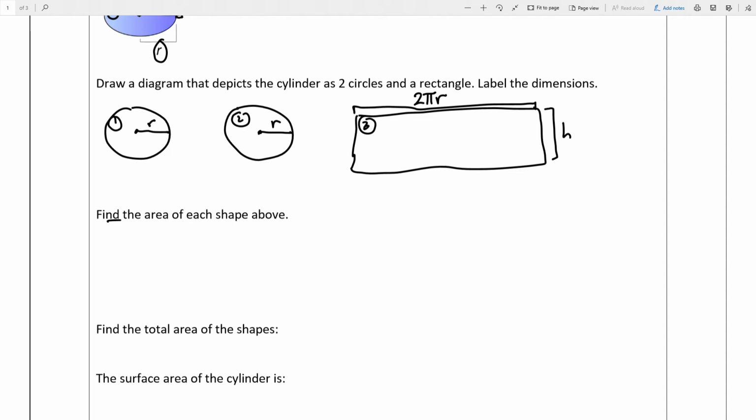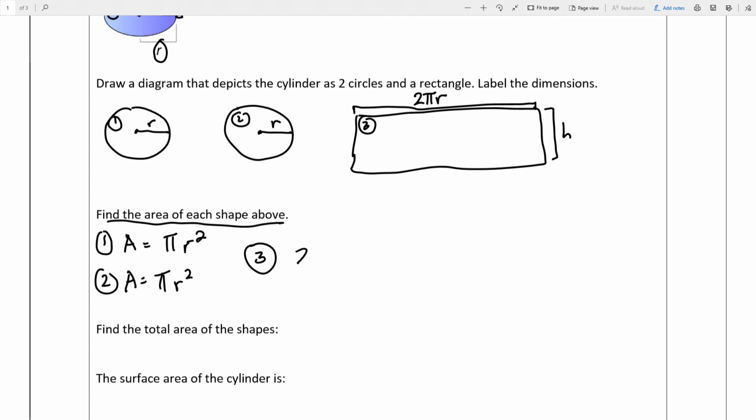So in the next step, we need to find the area of each of the shapes above. So for the first circle, if you remember, the area of a circle is pi r squared. For the second, the area is pi r squared. And then for the rectangle, it's length times width. So here we have length times the width. I'm going to rewrite this as 2 pi rh, because remember, if we have two variables next to each other, that's the same thing as multiplying.